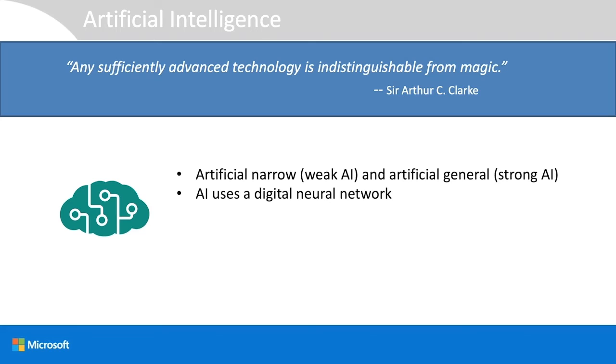AI uses a digital neural network, and each part of that neural network can communicate and share information with every other part of the network. That neural network takes some input, it processes it, and then it provides an output. Now, the two most common types of input are natural language understanding and machine learning. Natural language understanding is AI that's designed to understand human speech. Think Amazon Echo or Siri.